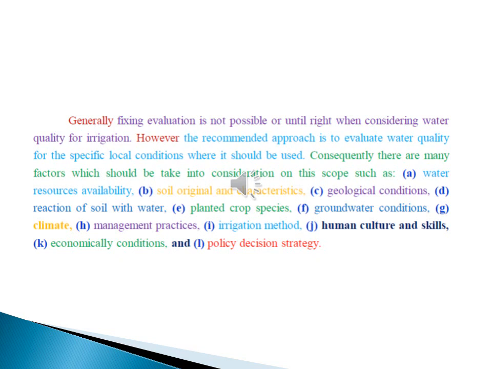Generally, fixing an evaluation is not possible when considering water quality for irrigation. Consequently, there are many factors which should be taken into consideration in this scope, such as water resources availability, soil origin and characteristics, geological conditions, reaction of soil with water, planted crop species, groundwater conditions, climate, management practice, irrigation method, human culture and skills, economic conditions, and policy decision strategy.